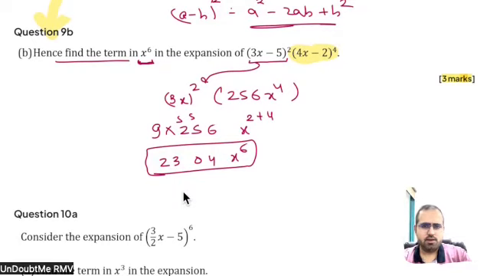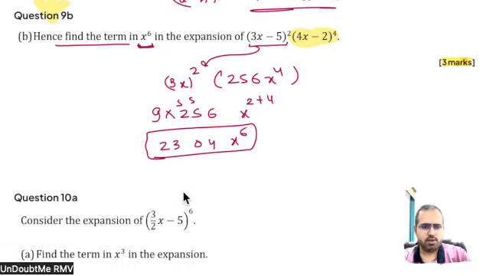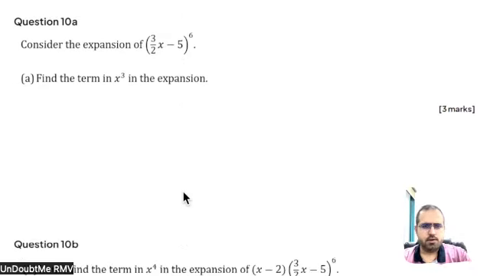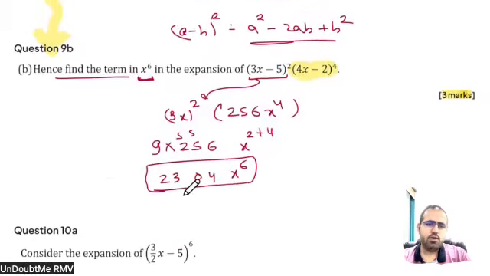Okay, if it is clear and done, we can move on to the next one. Yes, sir. Okay, look, when they are not using the word coefficient, then you should write this also. Don't write only coefficient. They will specifically ask if they are asking only coefficient.